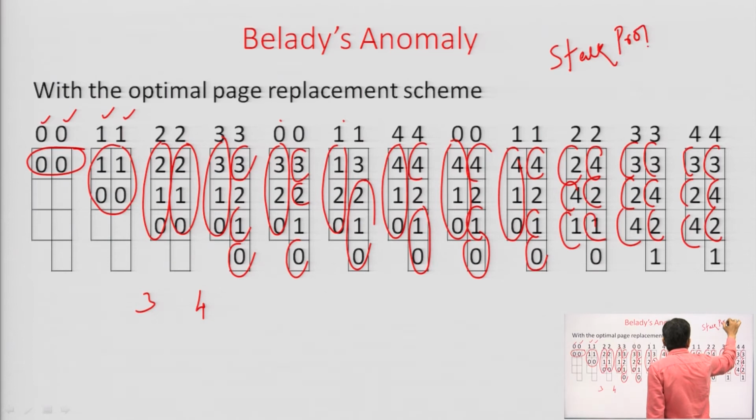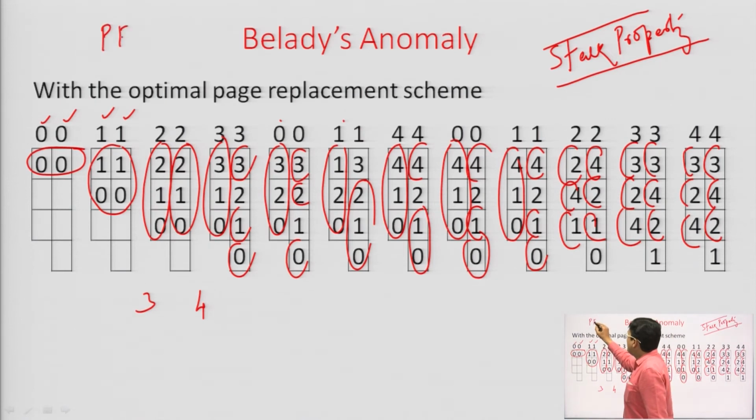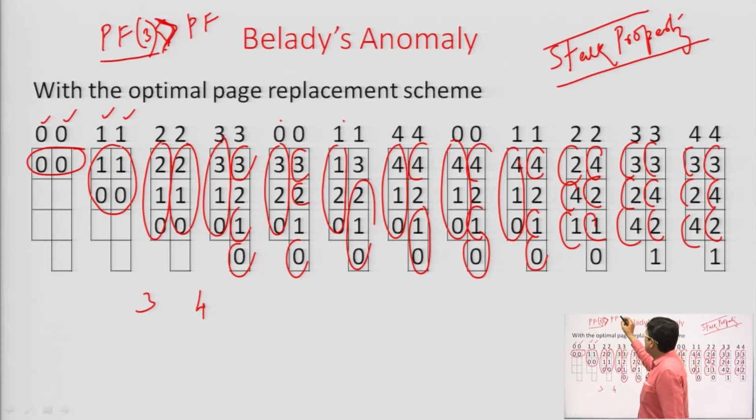So if a scheme follows the stack property, it means that the number of page faults with a smaller number of page frames will be less than the number of page faults with a higher number of page frames. If you take the earlier scheme only, the result is just the reverse: the number of page faults with 3 page frames will be greater than the number of page faults which occurred because of the 4 page frames.